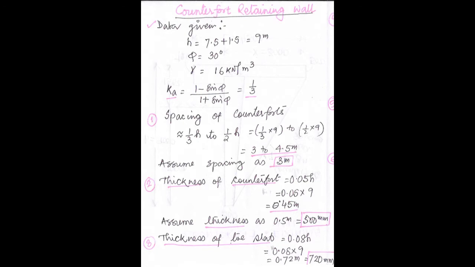Second point, thickness of the counterfort, that is 0.05 h. So 0.05 into 9 is 0.45 meter. So we are assuming the thickness as 0.5 meter, that is 500 millimeter. Now the third point is the thickness of the toe slab, which is 0.08 h, so 0.72 meter. So it is coming as 720 millimeter.